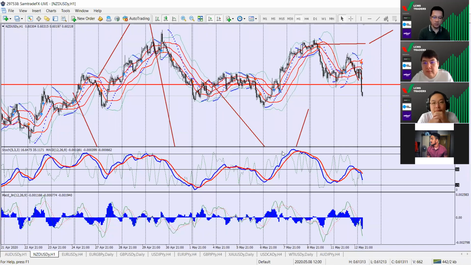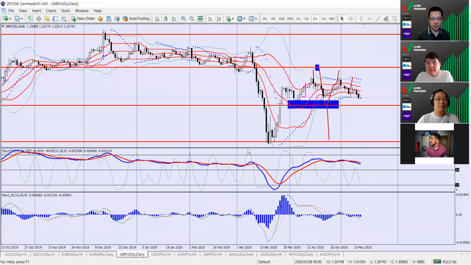In my view, I'm looking for further downside for the New Zealand US dollar. So that's a trade that could play out quite nicely over today and possibly the next couple of days. But let's get back into the main topic.